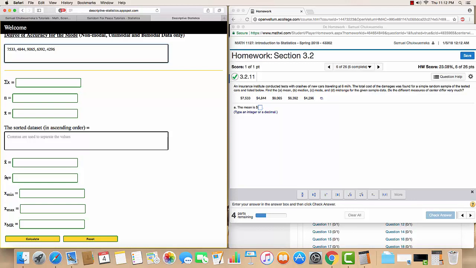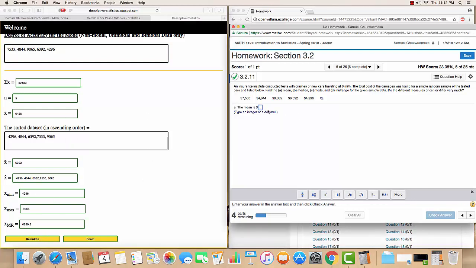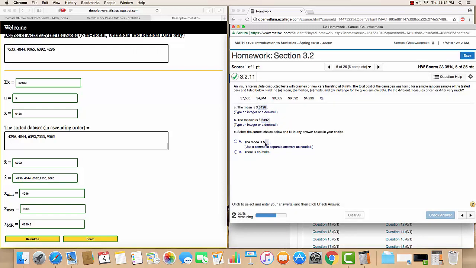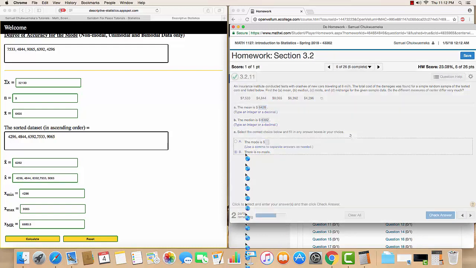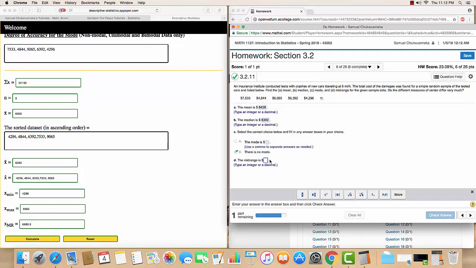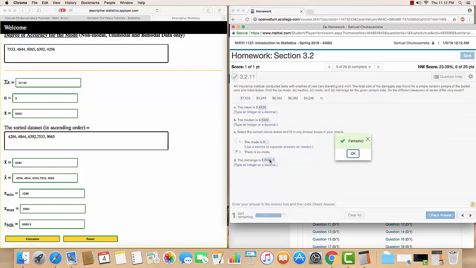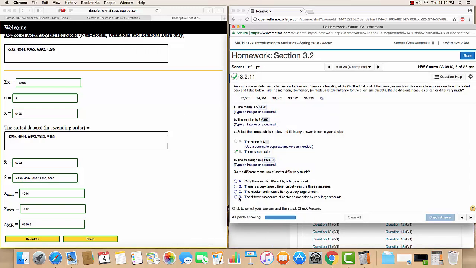7533, 4844, 9065, 6392, 4296. Calculate. Okay. Yes, this one is okay. So the mean is 6426. Okay, the median is 6392. The mode is no mode. The mid range is 6680.5. Okay. And they do not differ by very large amounts.